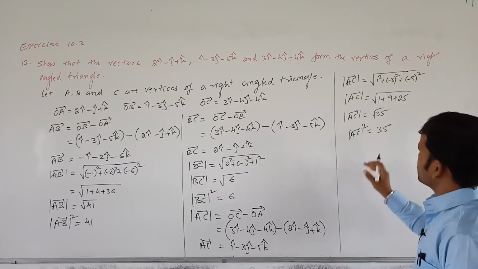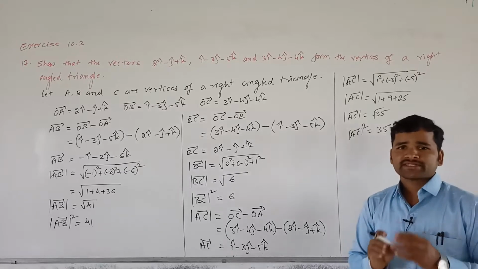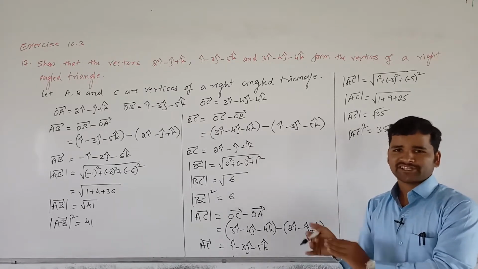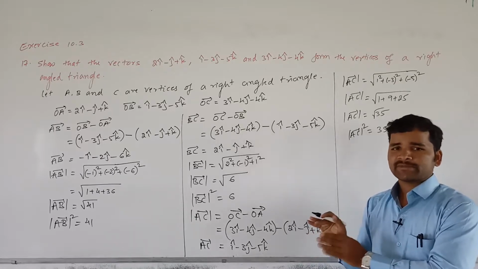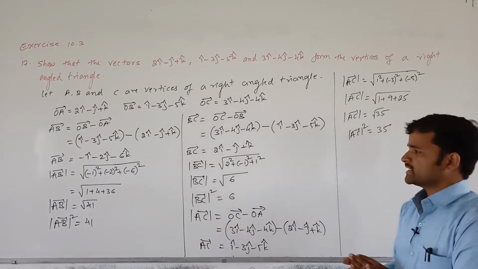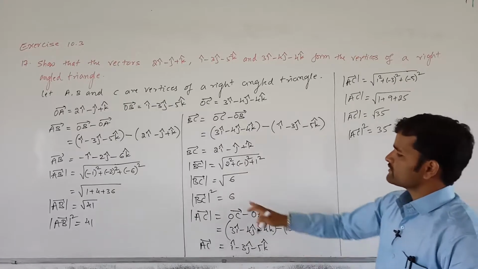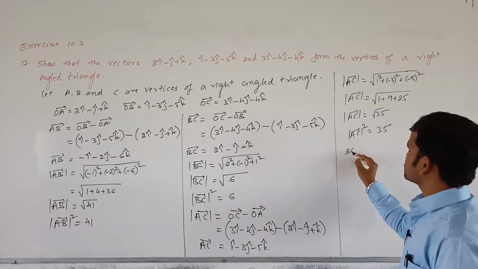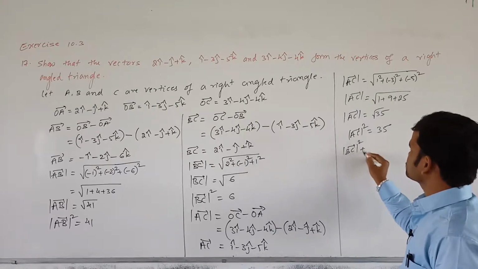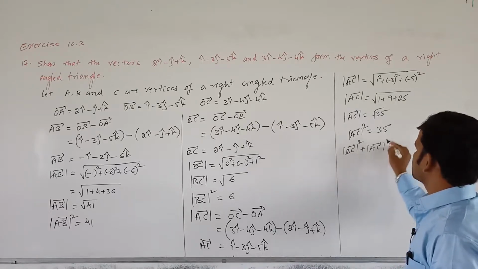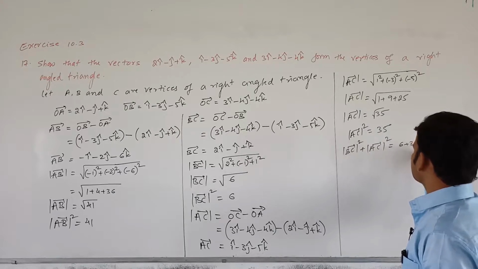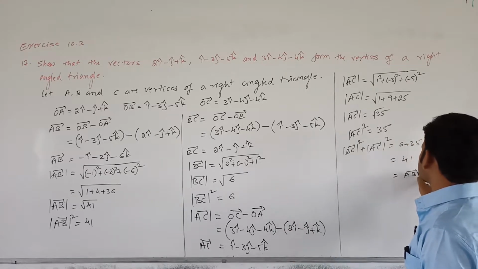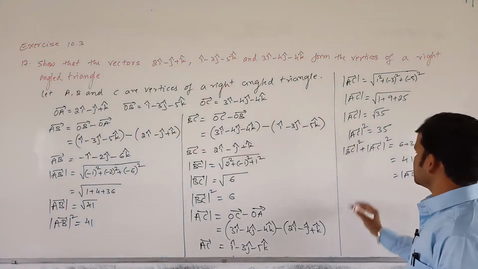You see, if I take the sum of squares of two sides, and that is equal to the square of the third side, that is Pythagoras theorem. Is it satisfying here or not? We will check. Let us take the sum of squares of side BC and side AC. What happens? This is 6 plus 35 is equal to 41, which is the same as the square of the side AB.